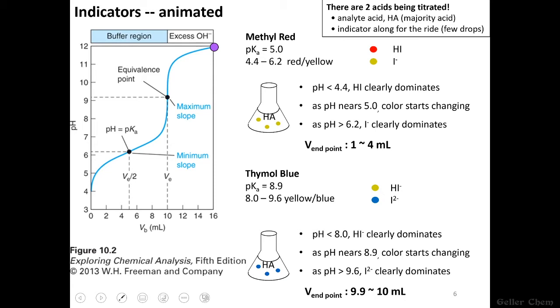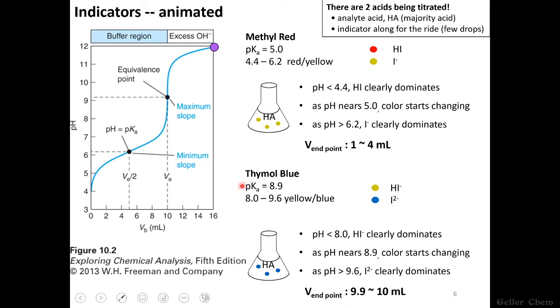And notice the volume where the color change occurs does not overlap with the equivalence point itself at all. And that is why I stressed the endpoint should happen at the equivalence point for it to be meaningful. But it's not a guarantee. It depends on the indicator. Methyl red is not a good indicator for this titration.